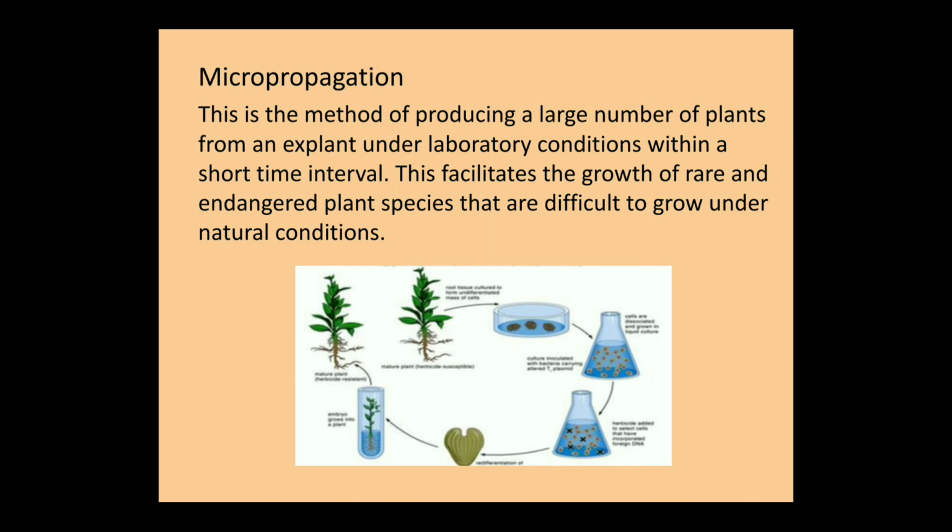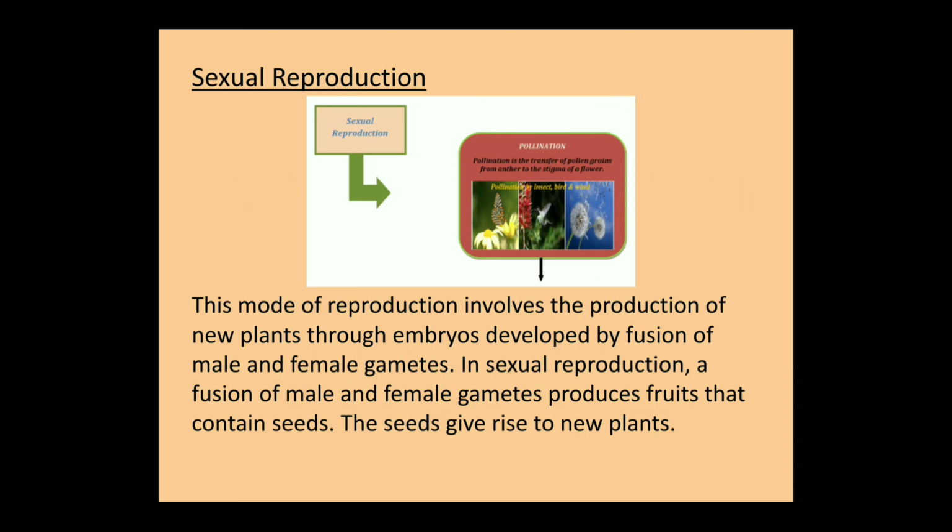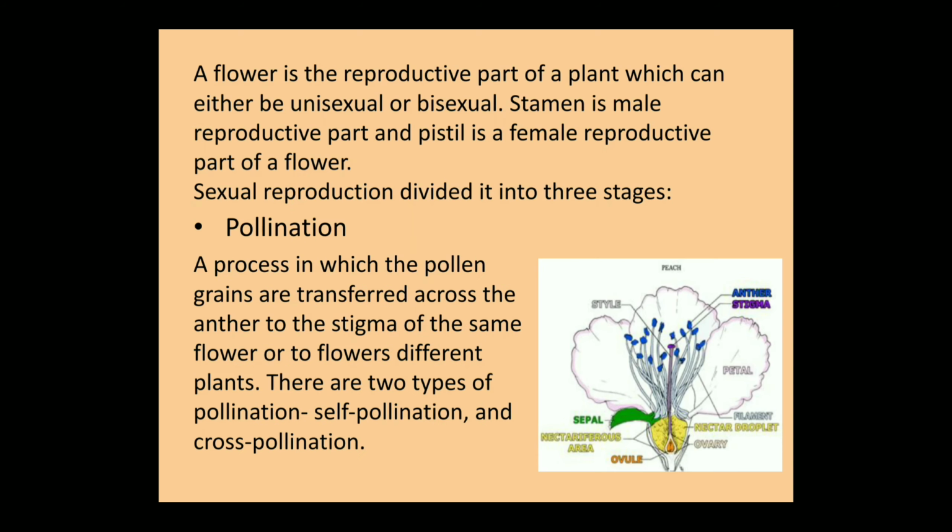Micropropagation: this is the method of producing a large number of plants from an explant under laboratory conditions within a short time interval. This facilitates the growth of rare and endangered plant species that are difficult to grow under natural conditions. Sexual reproduction: this mode of reproduction involves the production of new plants through embryos developed by fusion of male and female gametes. In sexual reproduction, the fusion of male and female gametes produces fruits that contain seeds. The seeds give rise to new plants.